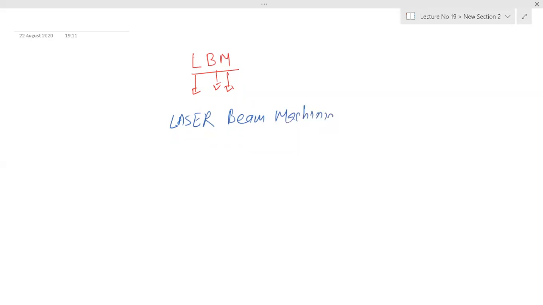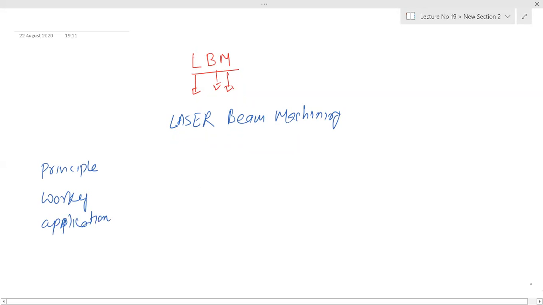We'll understand the principle, working, right? Then applications. At least these things you have to understand. Let us draw the picture. The picture is very simple. Basically, here laser will be used, right? It will be used for machining.